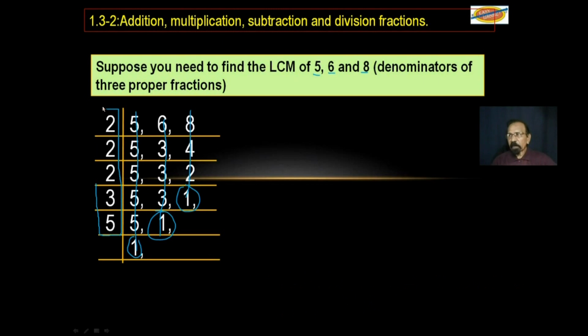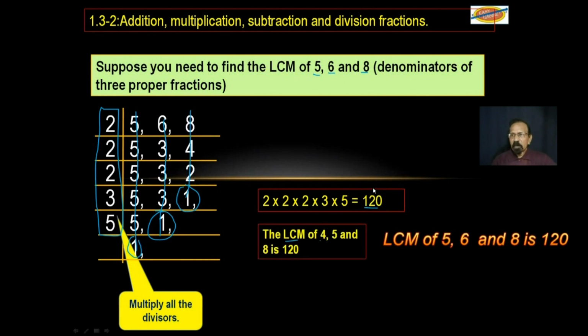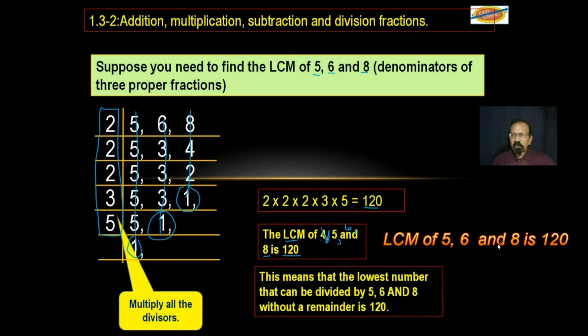We just multiply them, which will be 2 times 2 times 2 times 3 times 5. You could multiply in any order. We get 120. So the LCM of 5, 6, and 8 is 120. That means that the lowest number that can be divided by 5 and 6 and 8 without a remainder is 120.